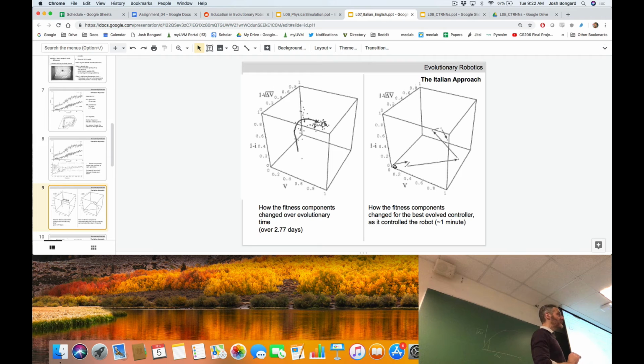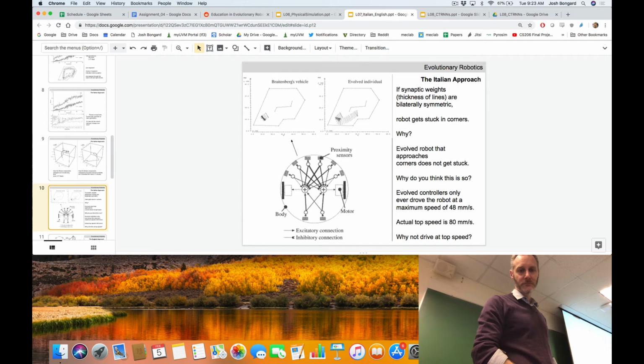This is very different from the fitness landscape, where every point in the surface of a fitness landscape was a different neural network, and the height was fitness. Just a different way of plotting the data. Okay.